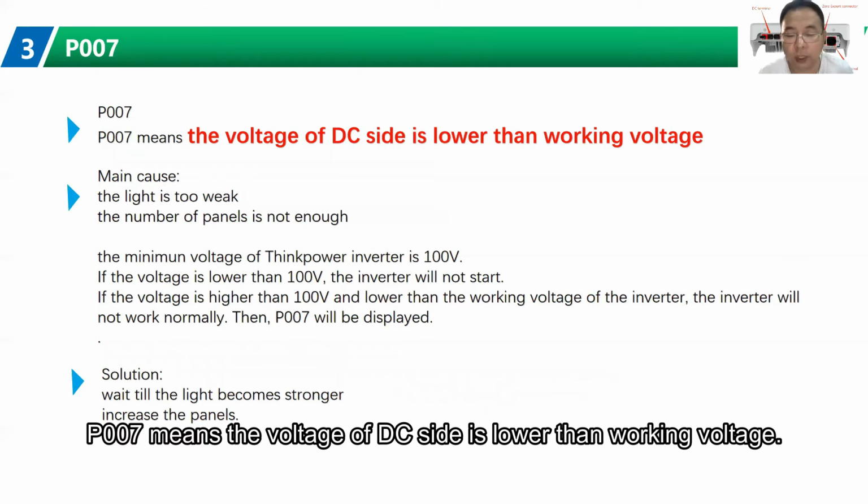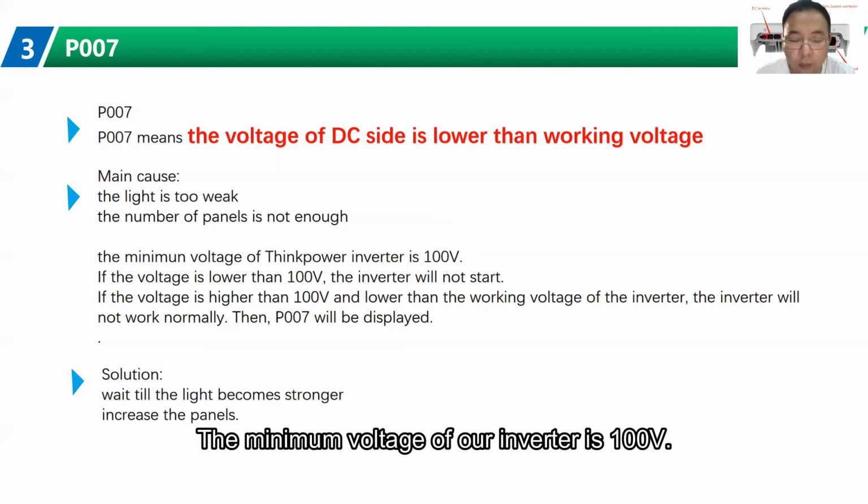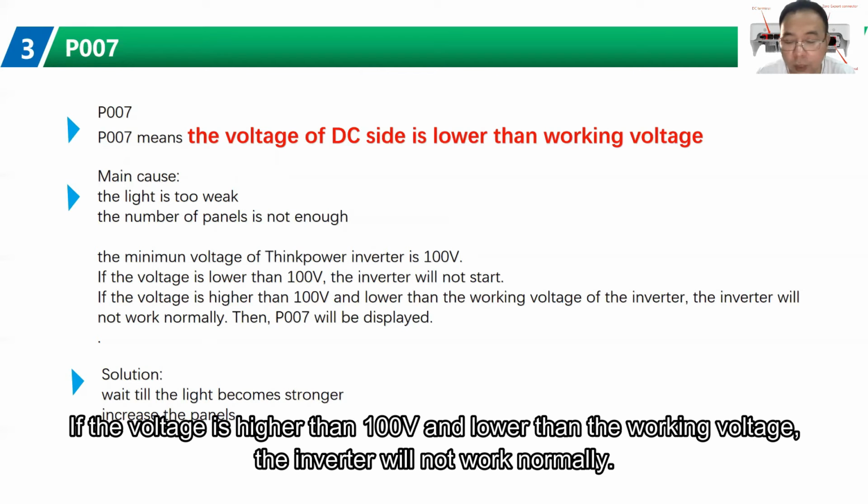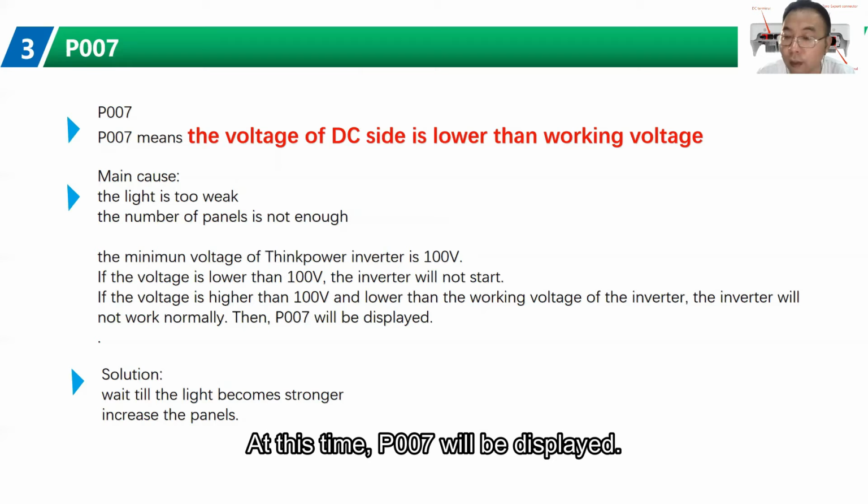P007 means the voltage of the DC side is lower than working voltage. The minimum voltage of our inverter is 100 volts. If the voltage is lower than 100, the inverter won't start. If the voltage is higher than 100 and lower than the working voltage, the inverter will not work normally. At this time, P007 will be displayed.